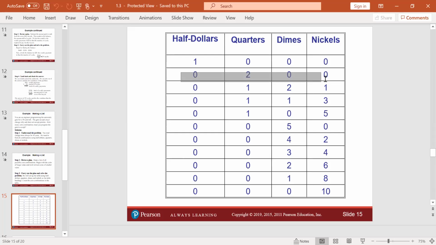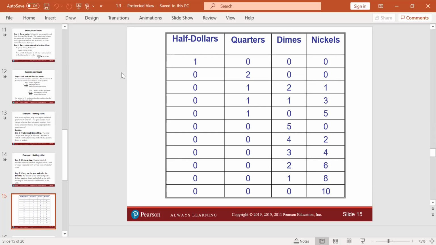Next up, you can do 0 half dollars, 2 quarters, no dimes or nickels. That'll work. And so as you can see, we move down the list. Each row represents a different combination that the machine should accept. Can you think of any combination of those 4 coins that can add up to 50 cents that's not listed here?